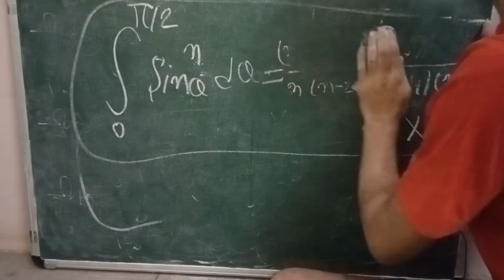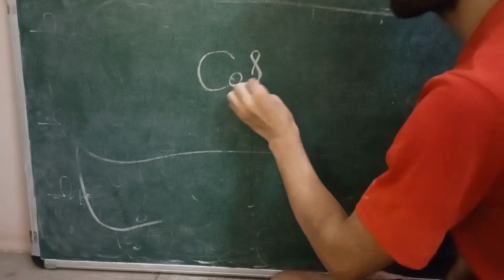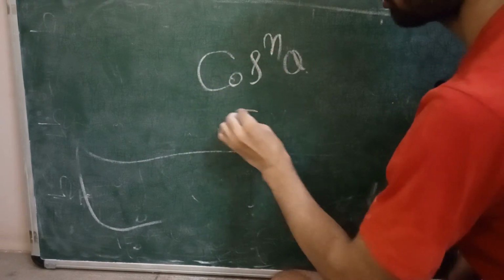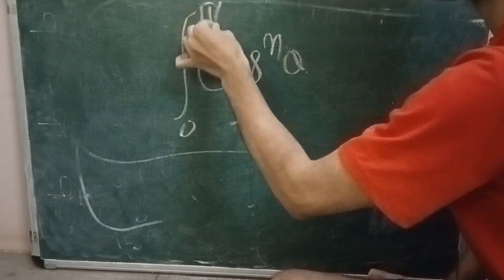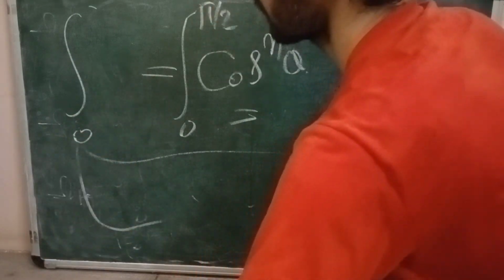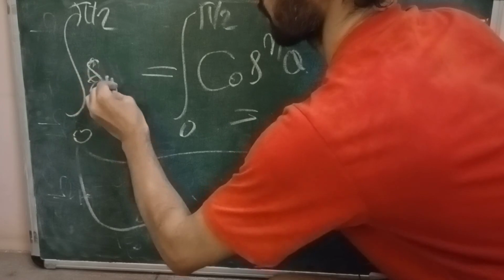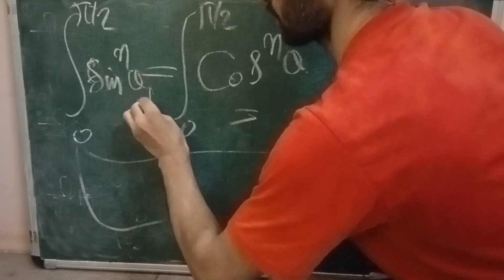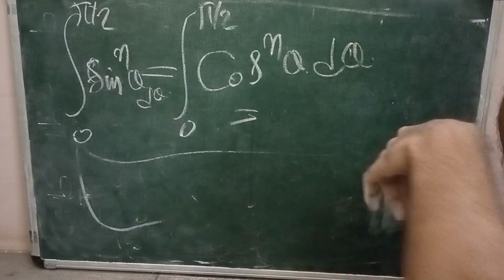So that's all. If you are thinking about cos to the power n theta, then for this also it is the same. It is valid for both. The integral from 0 to pi by 2 of sine to the power n theta d theta equals that of cos theta d theta. So this is valid for both. Okay, so this is all.